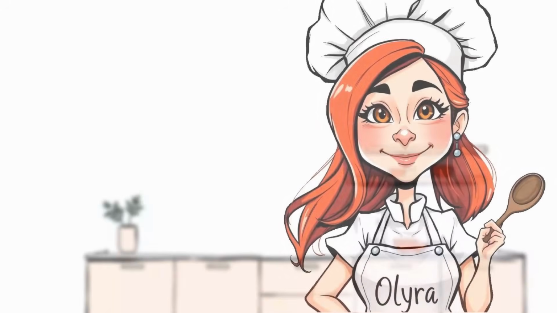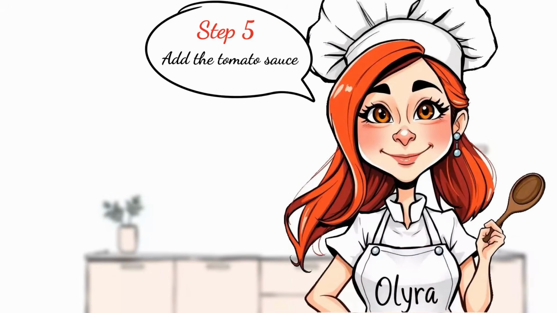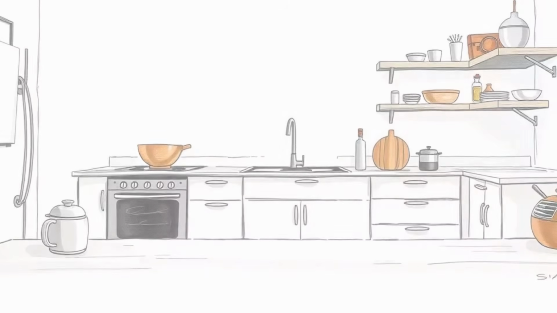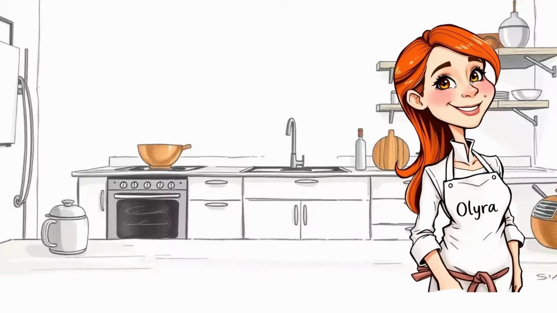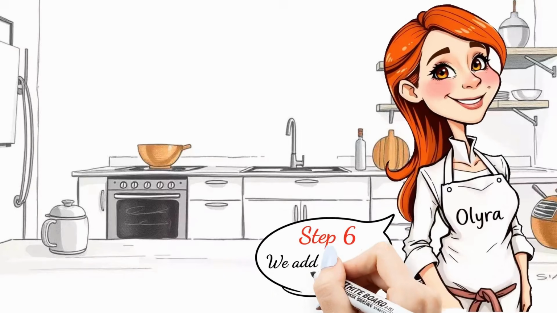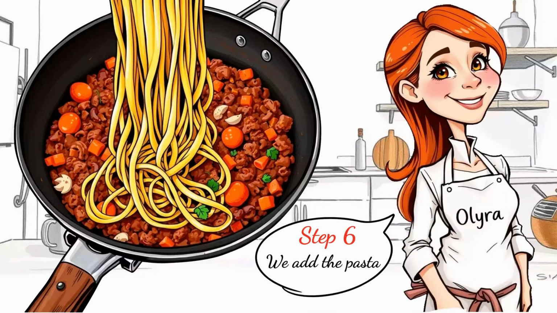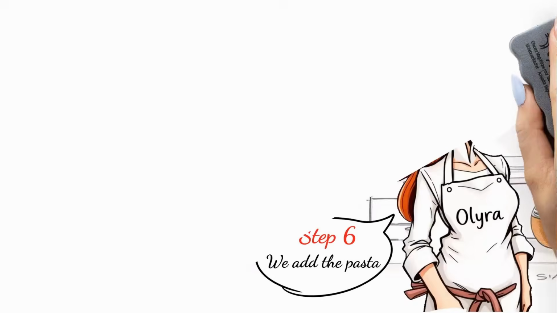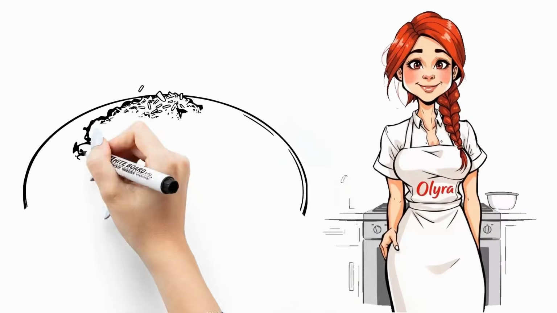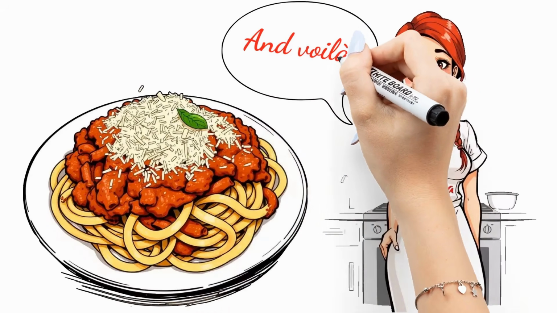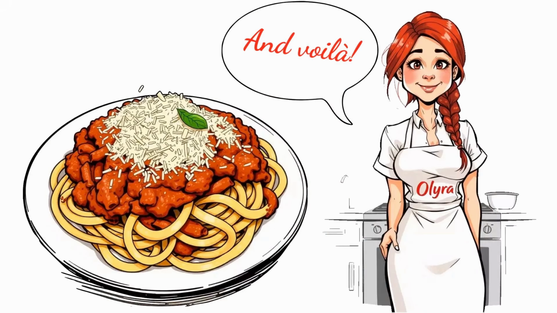Next, we pour in the tomato sauce, letting it blend with the meat and vegetables. Our recipe is almost complete. Now we add the pasta over the sauce and mix it well, ensuring the sauce soaks into every strand of pasta for that perfect, flavorful bite. Our pasta is now ready to enjoy, perfectly cooked and full of rich, homemade flavor. Enjoy your meal, and I can't wait to welcome you back into my kitchen soon.